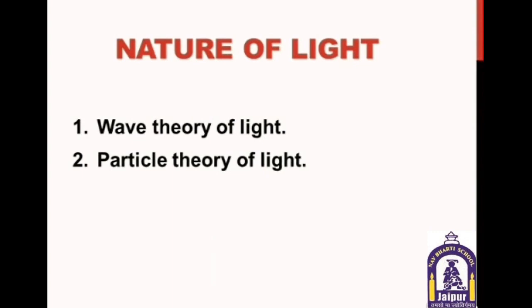So, what is the particle theory of light? According to this theory, particles move in a straight line at very high speed. As you can see in sunlight, there are various dust particles that move at very high speed. You cannot catch or capture them. They are too fast. So, these were the two theories, wave theory and particle theory. These theories depict the nature of light, that is, what kind of thing light is.